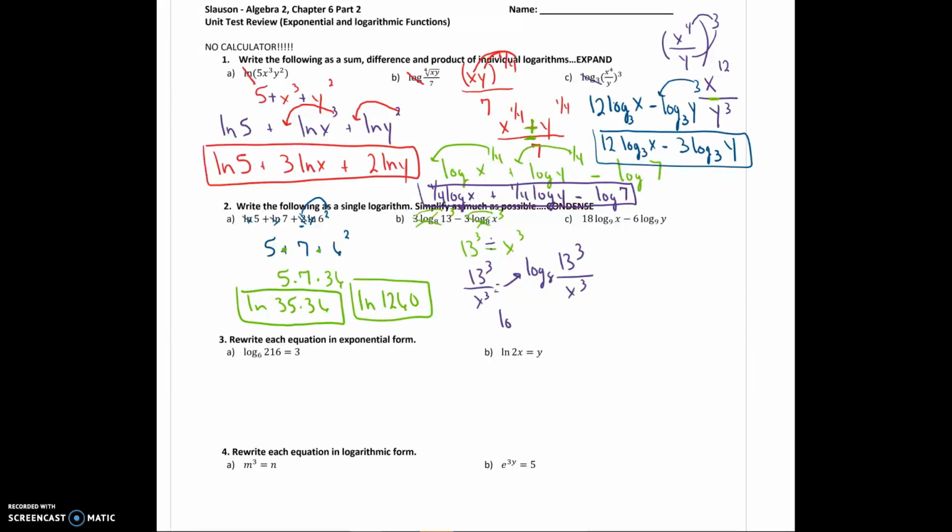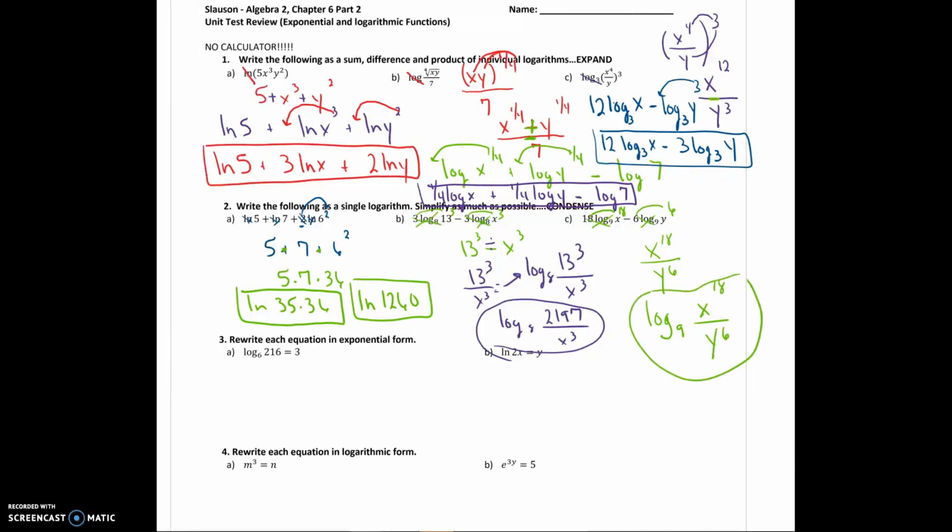And the other option is if you want to take the time and find out what 13 cubed is, it's just 2,197 over x cubed. And there's your final answer for B. And C, again, first step I'm going to do is just take the numbers in front, move them back as an exponent, so the 18 becomes x to the 18th, the 6 becomes y to the 6th, and then just ignoring the logs, I want to look at this as x to the 18th over y to the 6th. I can't do anything to simplify here because the bases are different, so I'm going to bring the log back, and there's my final answer.